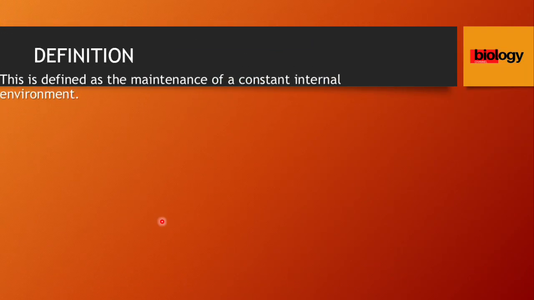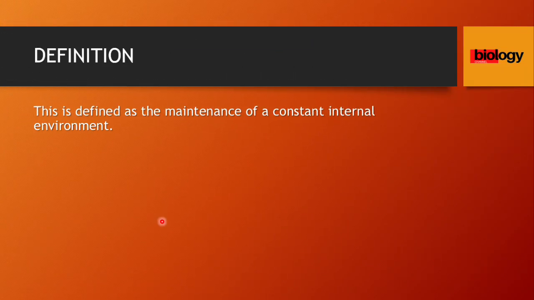What is homeostasis? Homeostasis is defined as the maintenance of a constant internal environment. There is an internal environment which has to be maintained in living organisms, and it is maintained by the process of homeostasis. Now there are a number of things that have to be maintained inside our bodies, like temperature. Temperature has to be maintained. Water levels have to be maintained. Excretory things that are not needed in the body have to be removed. They have to be excreted.